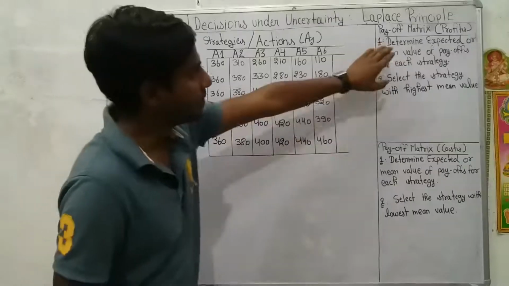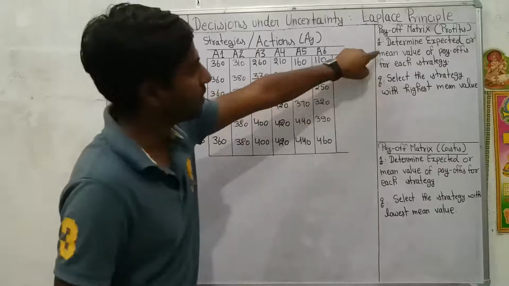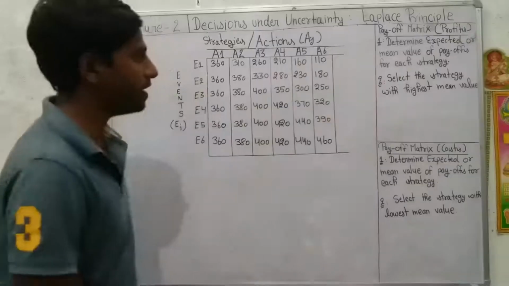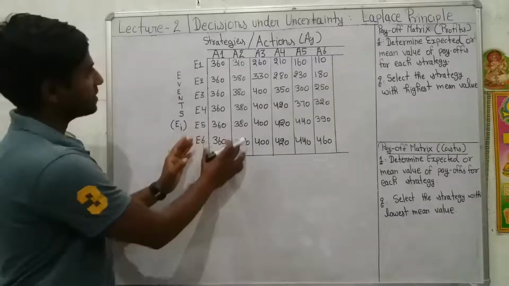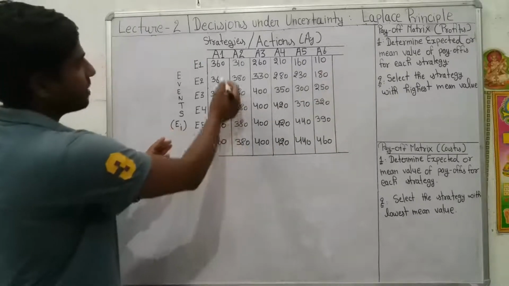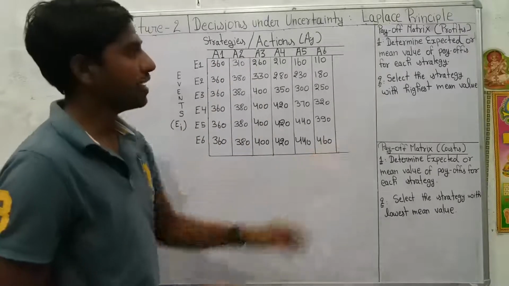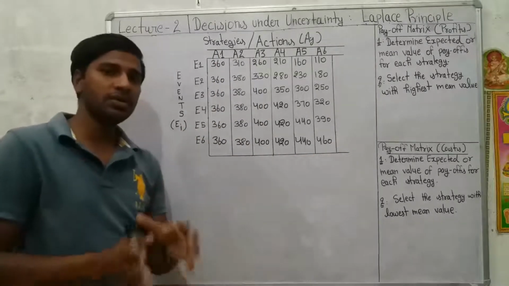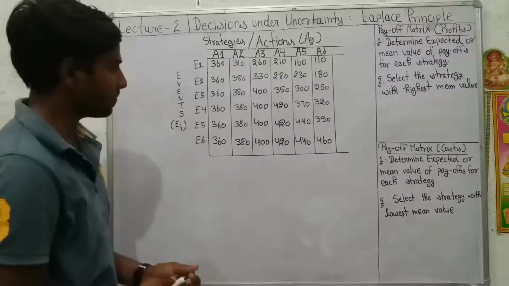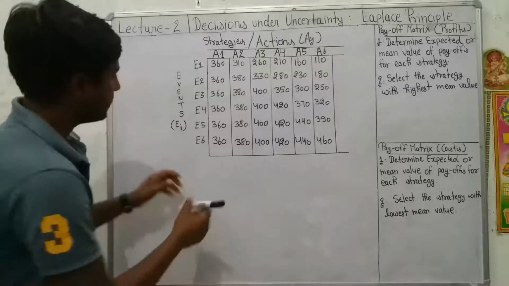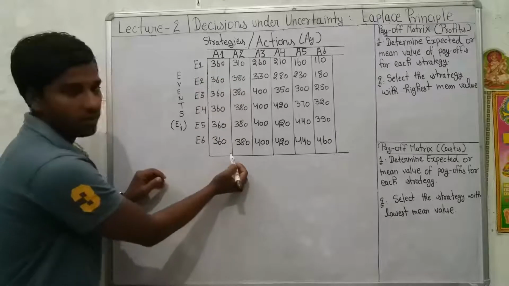So in step 1, it is the payoff matrix which represents the profits. In step 1, determine the expected or mean value of payoffs for each strategy. For each strategy or action which are represented by the different columns in this table, we need to calculate the expected value or the mean value of each strategy. And for that purpose, what we need to do? We need to calculate the mean payoff for action 1 or strategy 1.